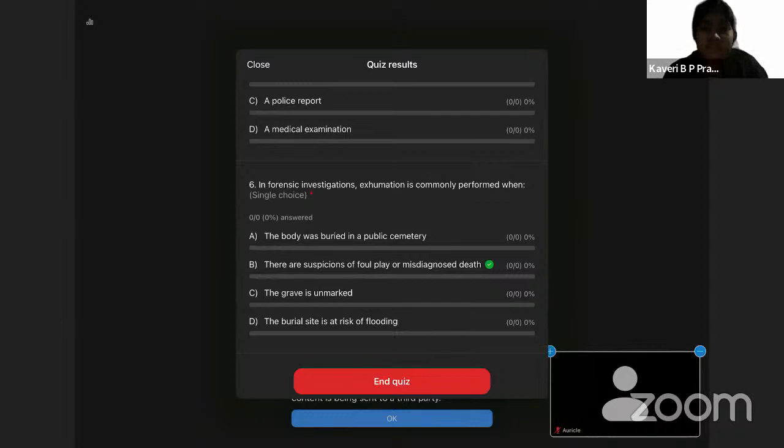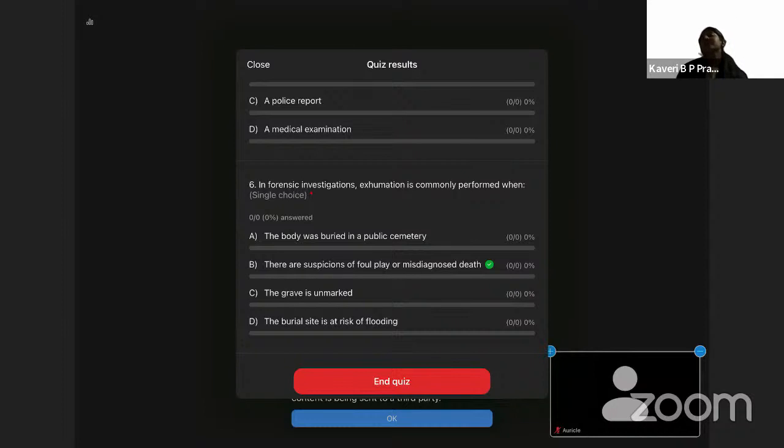In forensic investigations, exhumation is commonly performed when? Coming to the options: the body was buried in a public cemetery; there are suspicions of foul play or misdiagnosed death; the grave is unmarked; the burial site is at risk of flooding. So, when do you do it? You do it whenever there is foul play. So remember, exhumation can be done for criminal as well as civil cases.